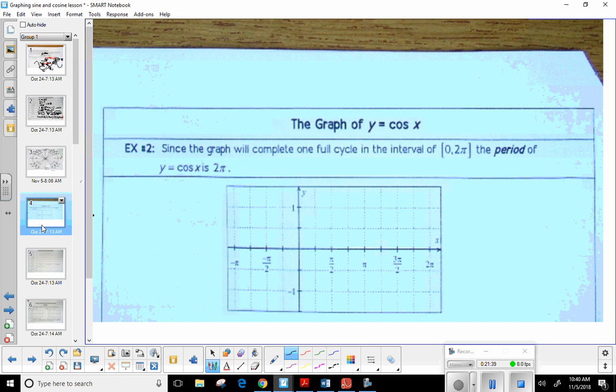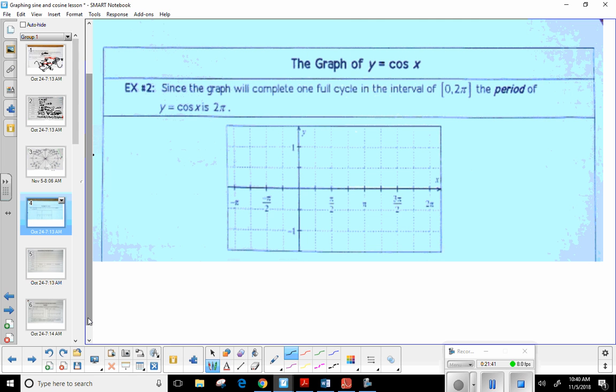Okay. Well, now let's go ahead and do the same thing for cosine. But instead of my just giving you the graph like I did for sine, you guys are going to help me and tell me exactly what points are going to make cosine. Now, since the graph will complete one full cycle in the interval of 0 to 2 pi, the period of y equals cosine of x is 2 pi.